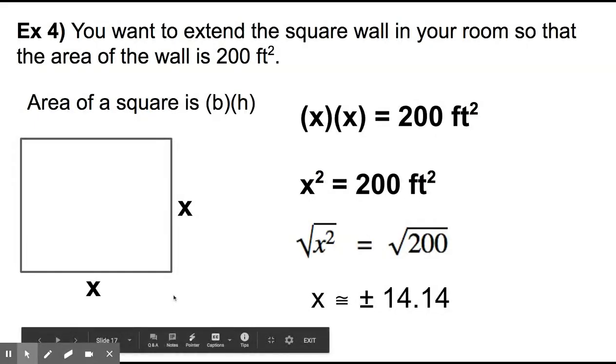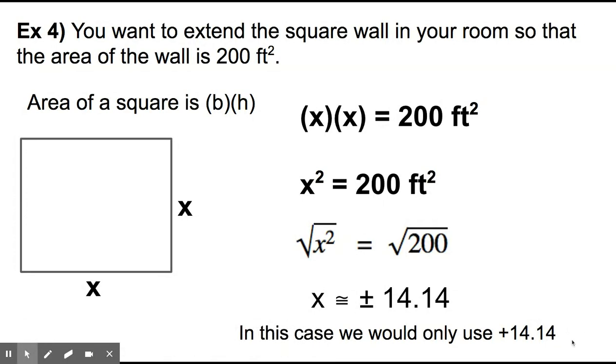But again, I'm talking about a wall, and we're looking for the length of this real wall. So we are only concerned with the positive value of 14.14. And again, my apologies, I should have added the units of feet. So that means our wall has a height and a base of 14.14 feet approximately.